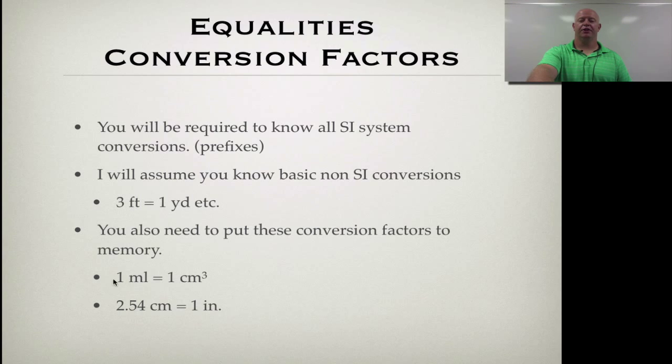Now, there are 2 down here that you've got to just put to memory. Okay, 1 milliliter equals a centimeter cubed. Okay, that's one of them. And the other one is that 2.54 centimeters equals 1 inch. This one is key because this is the only conversion between the imperial system of feet and inches to the metric or SI system of centimeters that's exact. Every other conversion that you may look up is an approximation or a rounded-off number.